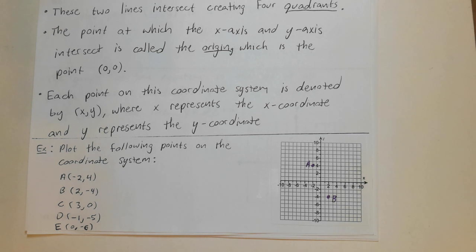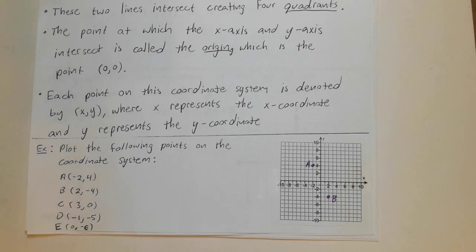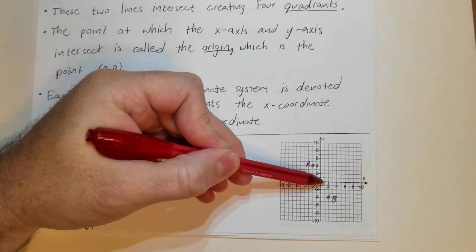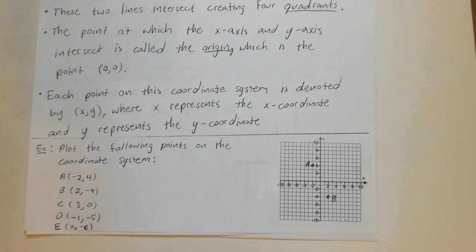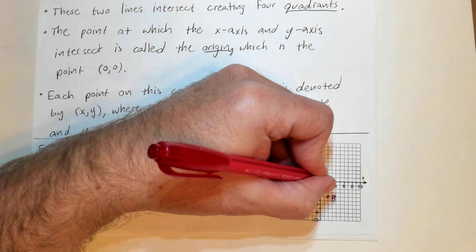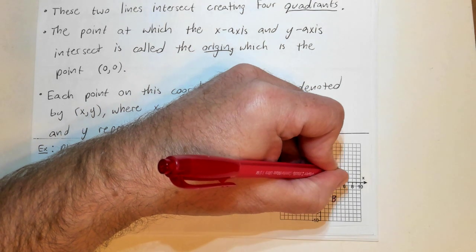All right, let's do another one. We'll do C. C is going to be (3, 0). That means our x-coordinate is 3 and our y-coordinate is 0. So I go positive 1, 2, 3. But since the y-coordinate is 0, I don't go up or down. So this is C.